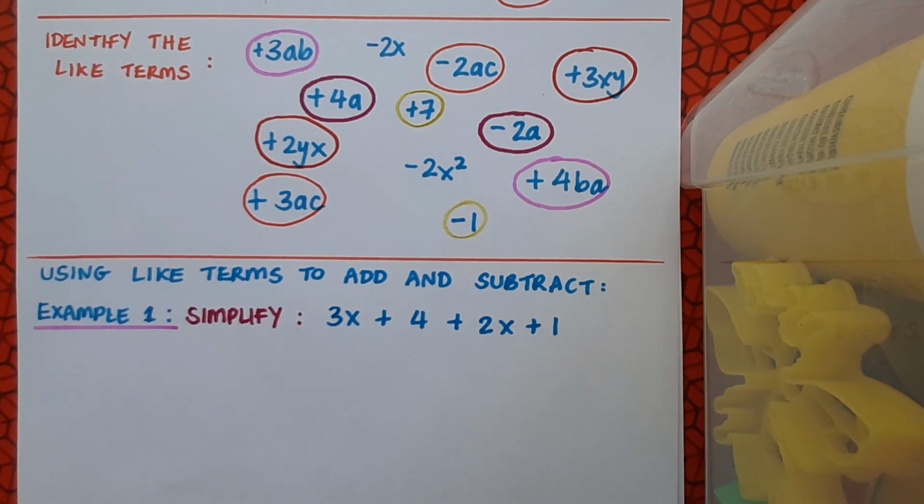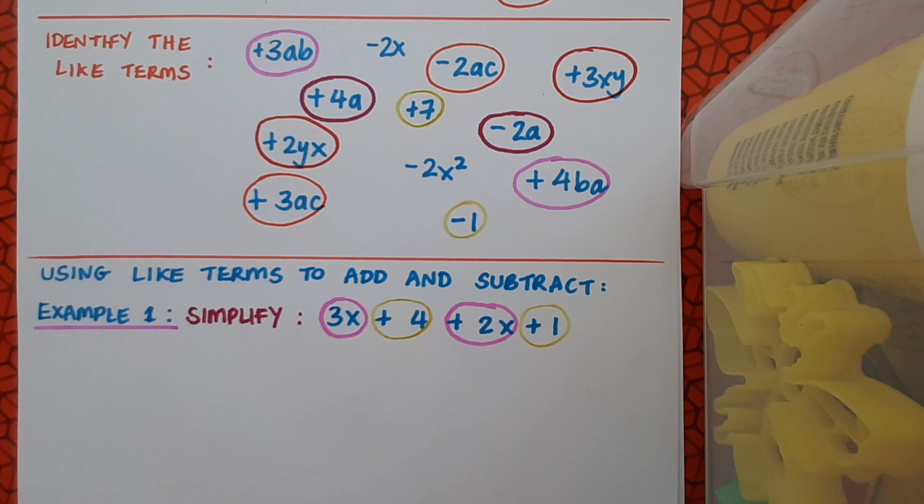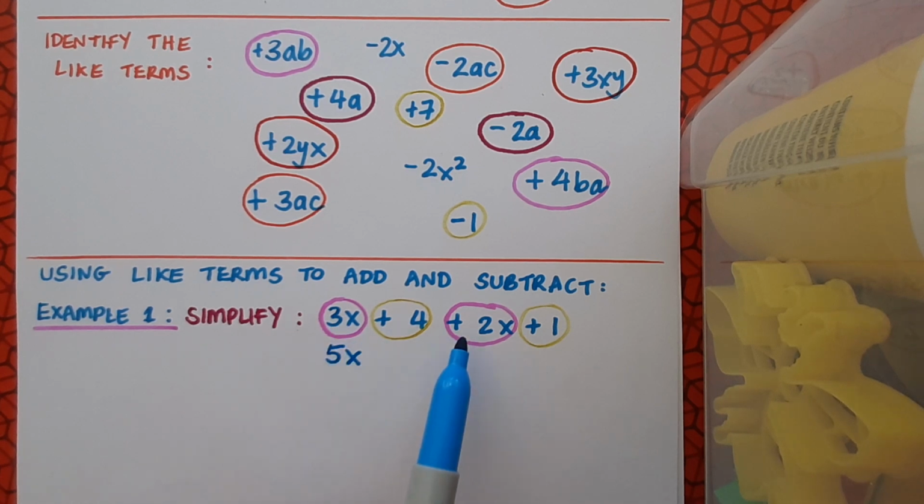Okay, so the first thing that I need to do before I can add and subtract is identify my like terms, because I can only add and subtract like terms. So 3x plus 2x are like terms, and plus 4 plus 1 are like terms. So now I can put the like terms together. Okay, so what do I get? Well, first of all, dealing with the x terms, I've got 3x plus 2x. So I'll put those together and I'll get 5x.